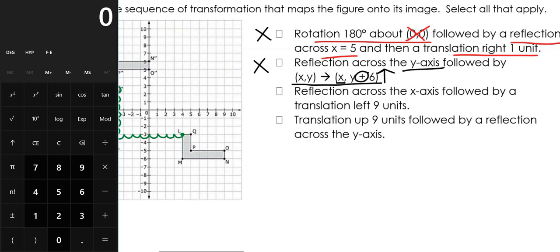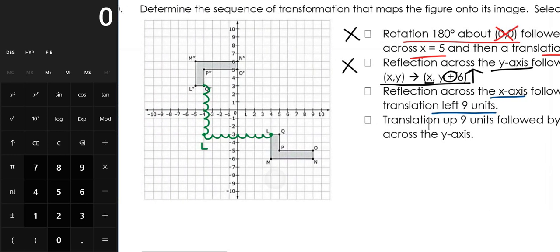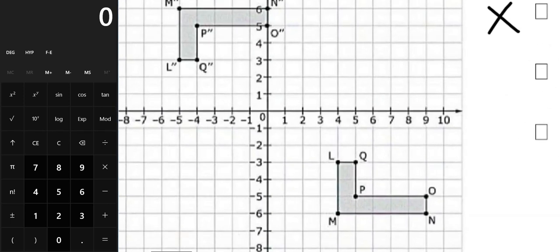Let's move on to the third. A reflection across the x-axis followed by a translation left 9 units. Okay, simple enough. Reflection across the x and then left 9. I'm going to erase all of this and let's try this out. Again, I'm going to pick point L.